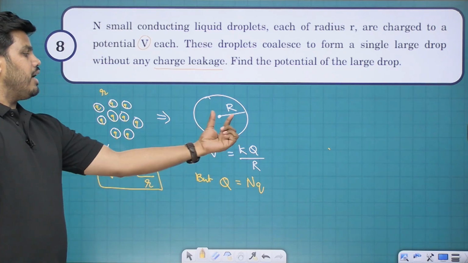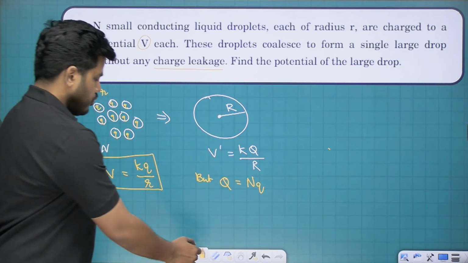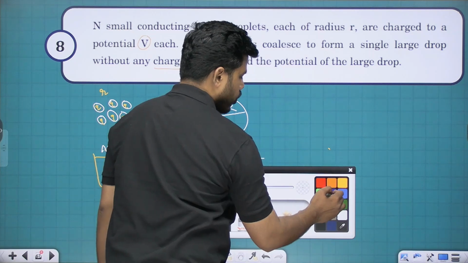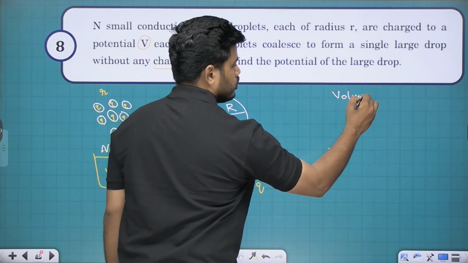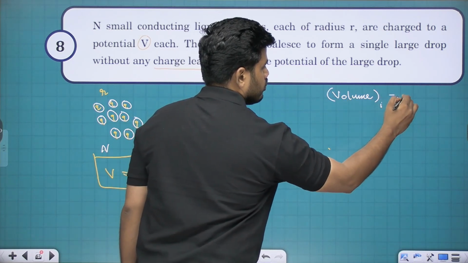How will you find out the radius in terms of small r? For that, we will consider the volume, right? We know, so volume initial is equal to volume final.